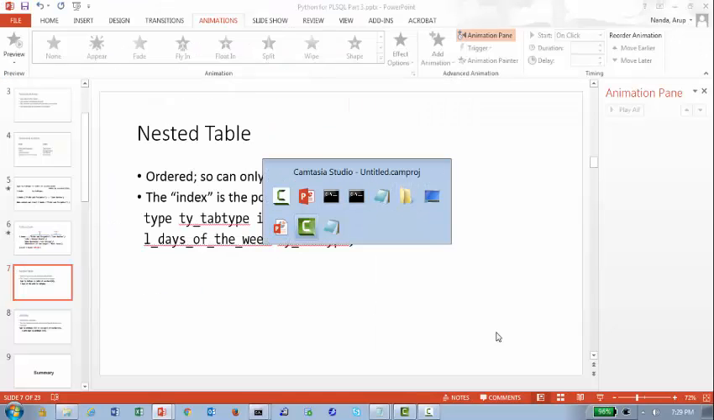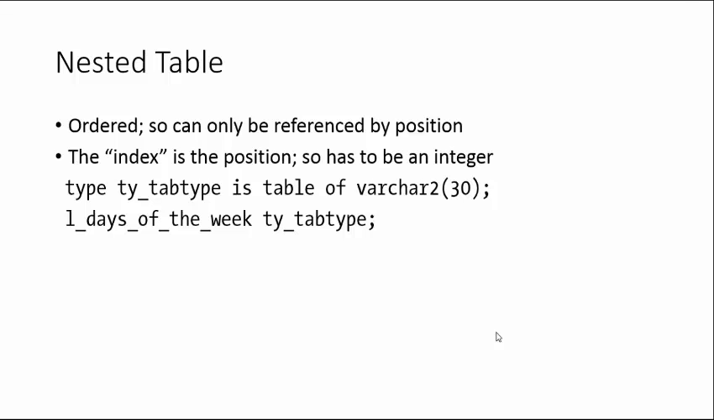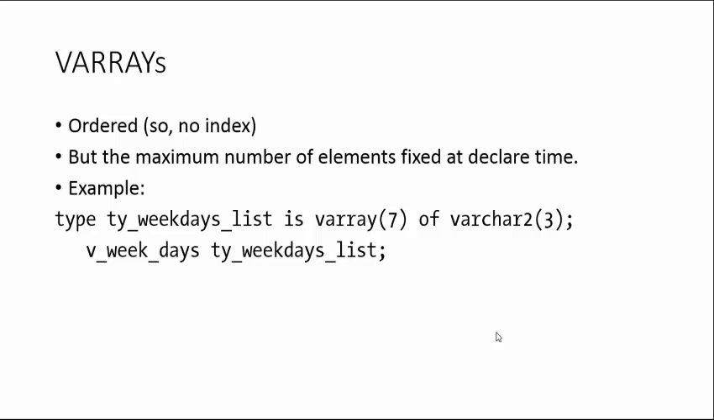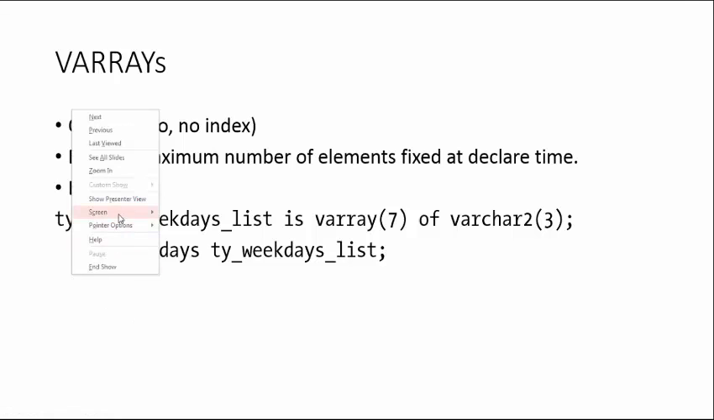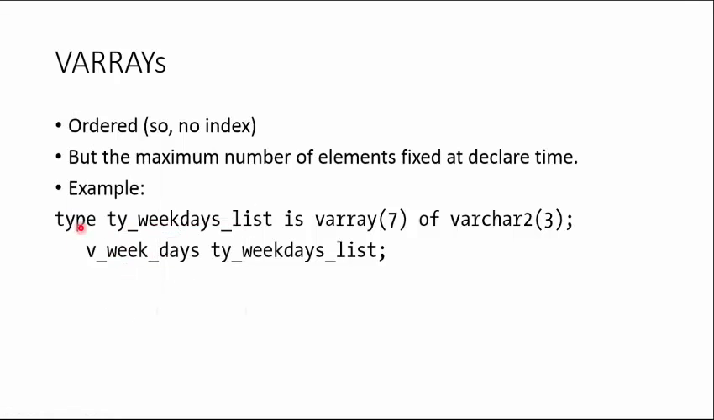All right. One thing we do see here: last time we saw two things, associative arrays and nested tables. The third one in PL/SQL is called a VARRAY, V-A-R-A-Y, or variable array. It's just like PL/SQL tables, these are ordered, so there is no index, just one value. But the difference is that the maximum number of elements is fixed at declaration time. So for example, this is an example. It says here type, so there's a pointer. Type ty_weekdays_list is a VARRAY of 7. 7 is the maximum number of elements I can define in this.